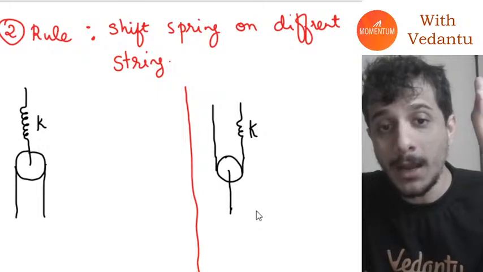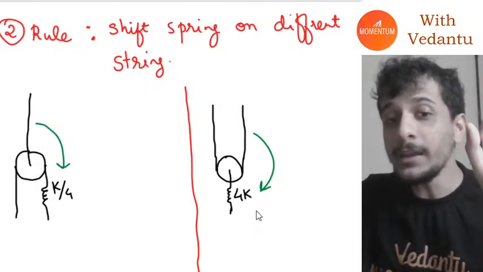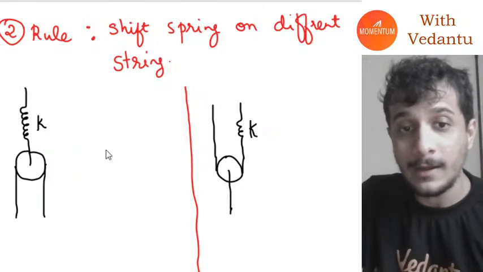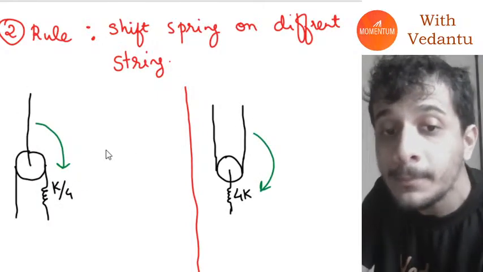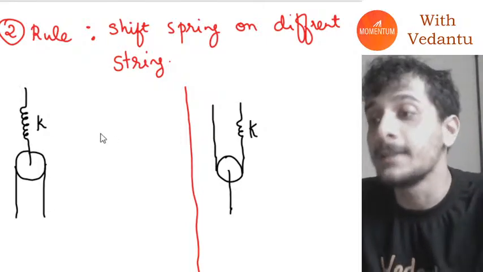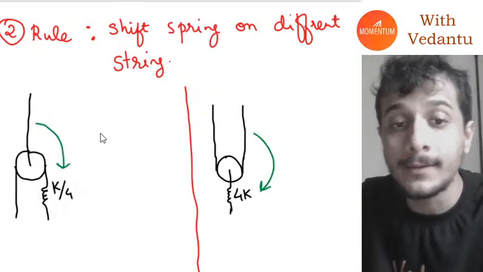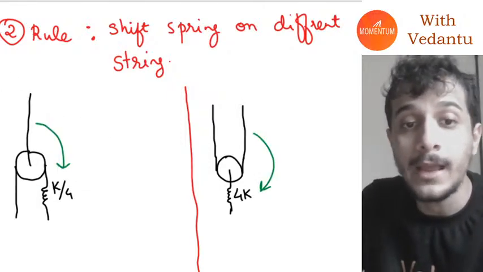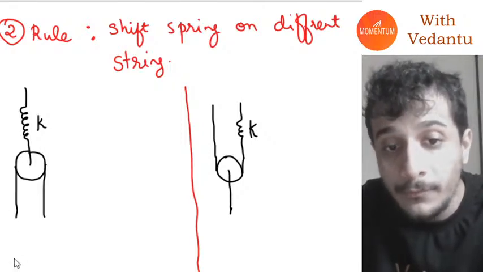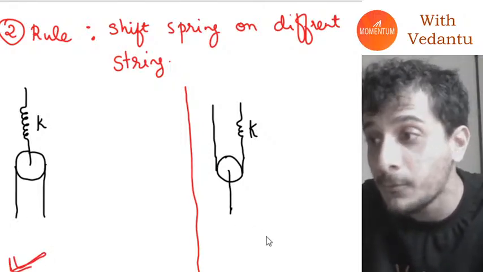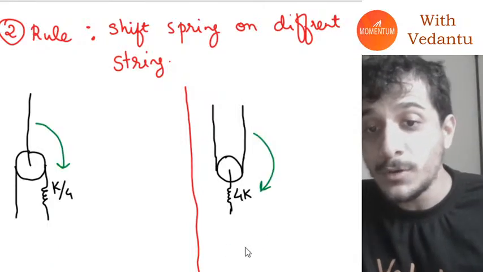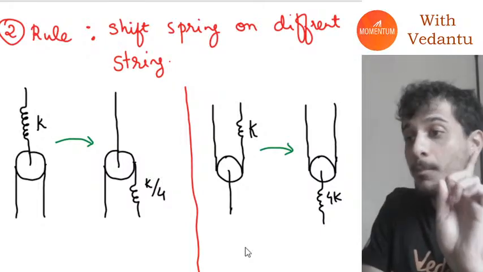If you are shifting like this, you have to either multiply by 4 or divide by 4, depending upon the situation. And you will need to remember this here, guys. If you have the first situation, you have to divide by 4. If you have the second situation, you have to multiply by 4.